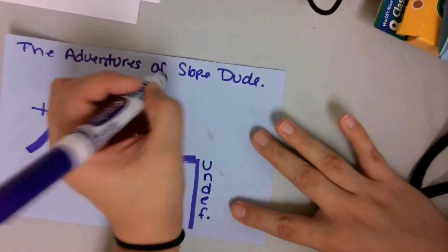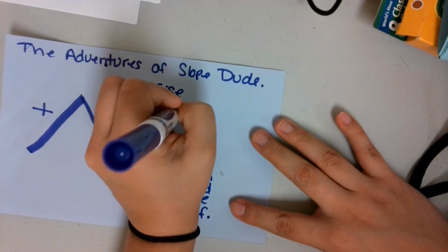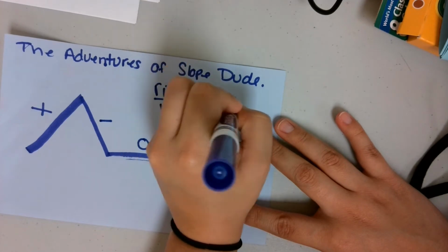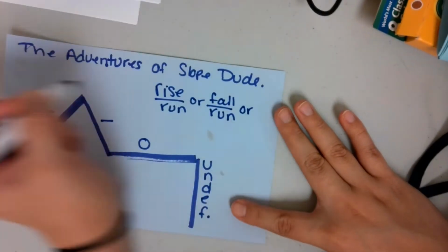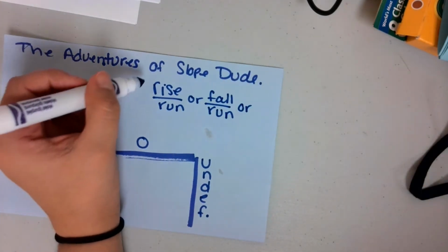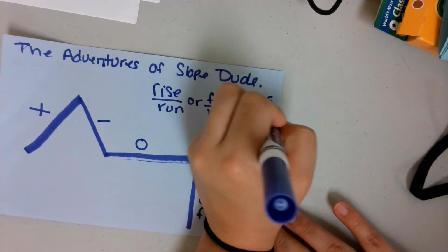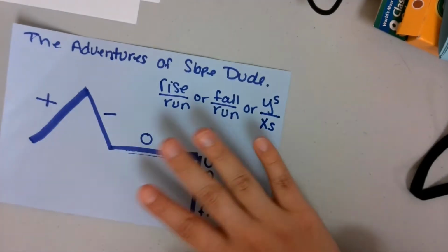Remember, to find slope, it's your rise over your run, or we can fall if we need to. We can fall over run. Also, the y-axis is the axis that rises and falls. So it's our y's over our x's. Okay, so now we're going to go over here. Be sure you wrote that down. And we're going to do this one.